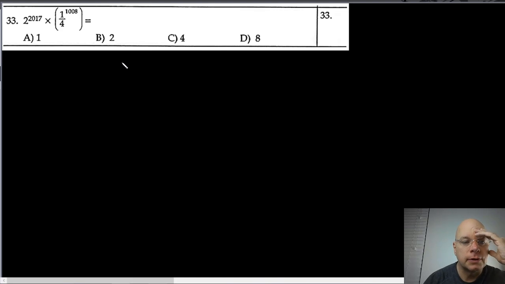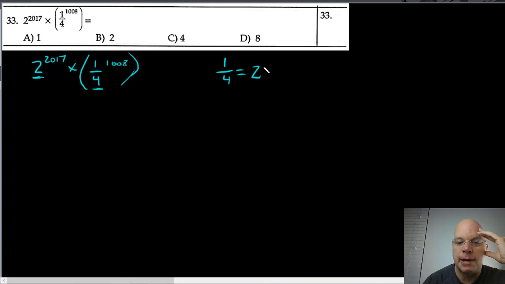Number 33, 2 to the 2017th power multiplied by 1/4 to the 1008th power. The thing you need to know here is that a problem like this is a properties of exponents problem, so you really need the same base. I have a base of 2 here and a base of 1/4 here, but 1/4 is the same as 2 to the negative second power, so we can rewrite this as 2 to the 2017th power multiplied by 2 to the negative second power to the 1008th power.